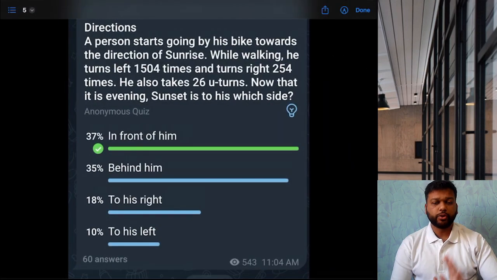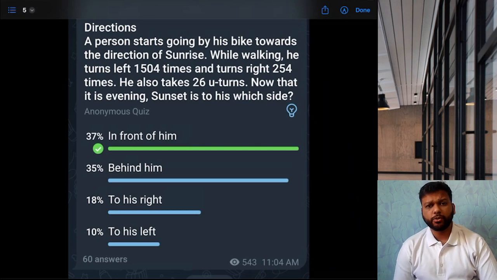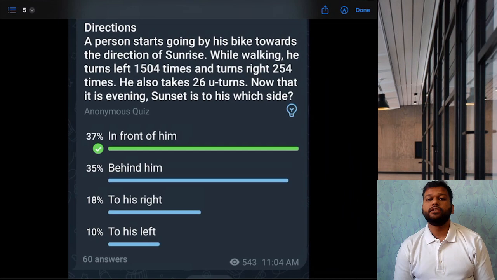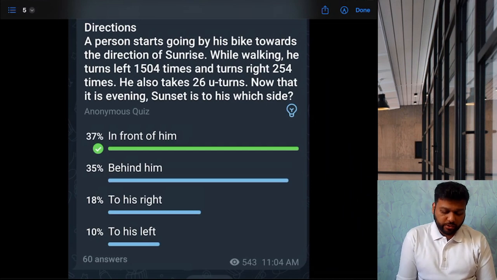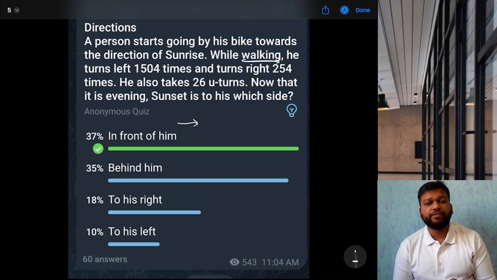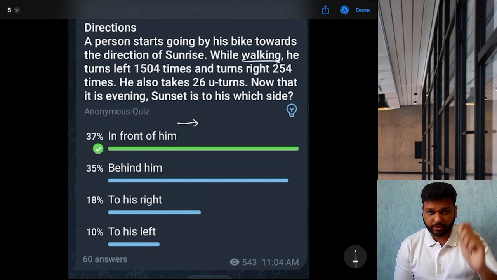Directions. This is also a very good question. See, a person starts going by his bike towards the direction of sunrise. Sunrise means east. So he's going towards east. While walking, actually it should be while biking, he turns left 1504 times.